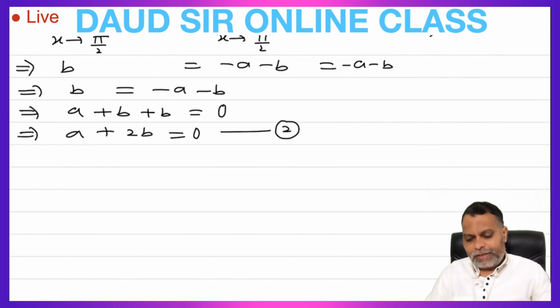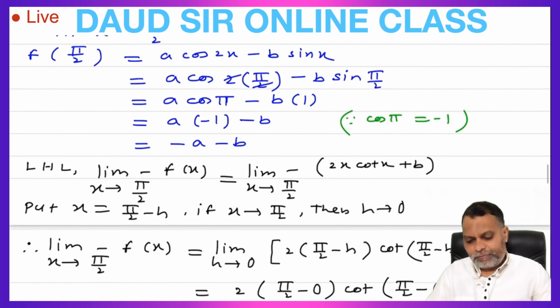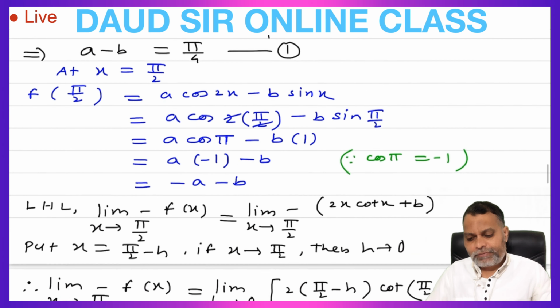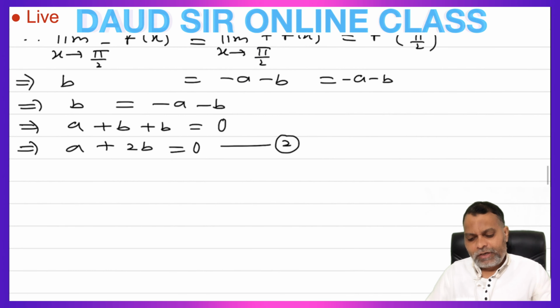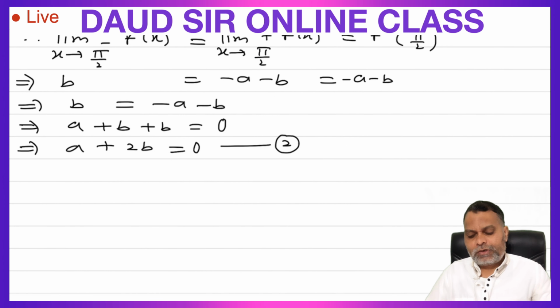So in equation 1, a minus b is equal to pi by 4, and a plus 2b is equal to 0. So first minus second, then a cancelled.